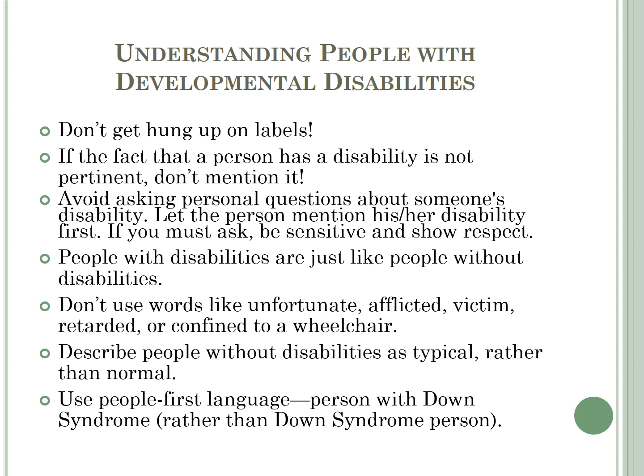When describing people without disabilities, we'll say that they're typical. We don't want to say that they're normal because if we're calling people without disabilities normal, that's like saying people with disabilities are abnormal, and that's not the case.